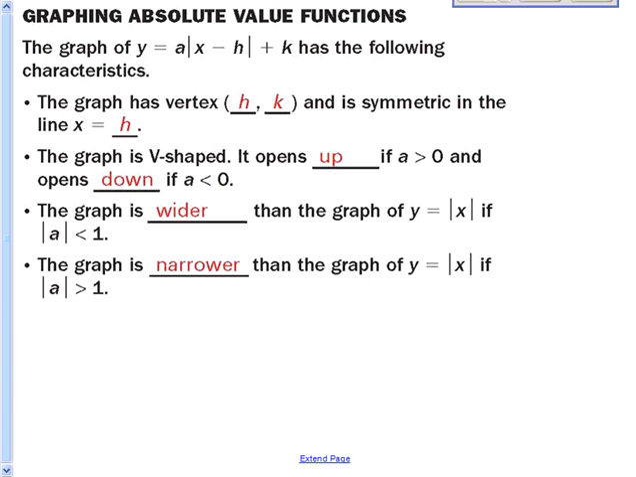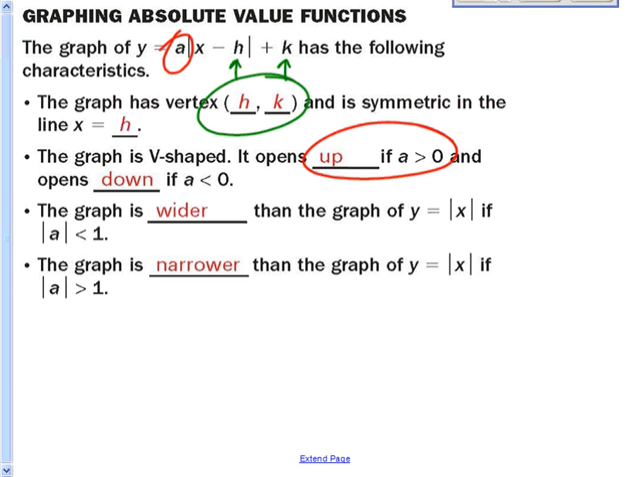So to summarize here, y equals a times absolute value of x minus h, plus k, has the following characteristics. Your (h, k) right there, if you can identify your (h, k), that's your vertex, right? That's at the tip of that point there. And it's V-shaped, opens up if a is positive. So if a is positive, it opens up there. And of course it opens down if a is negative, okay?